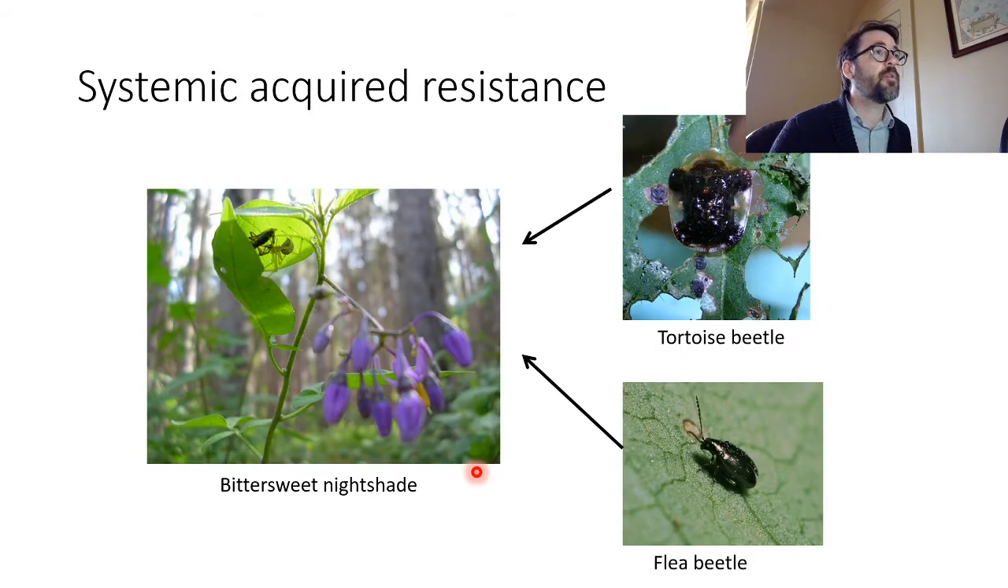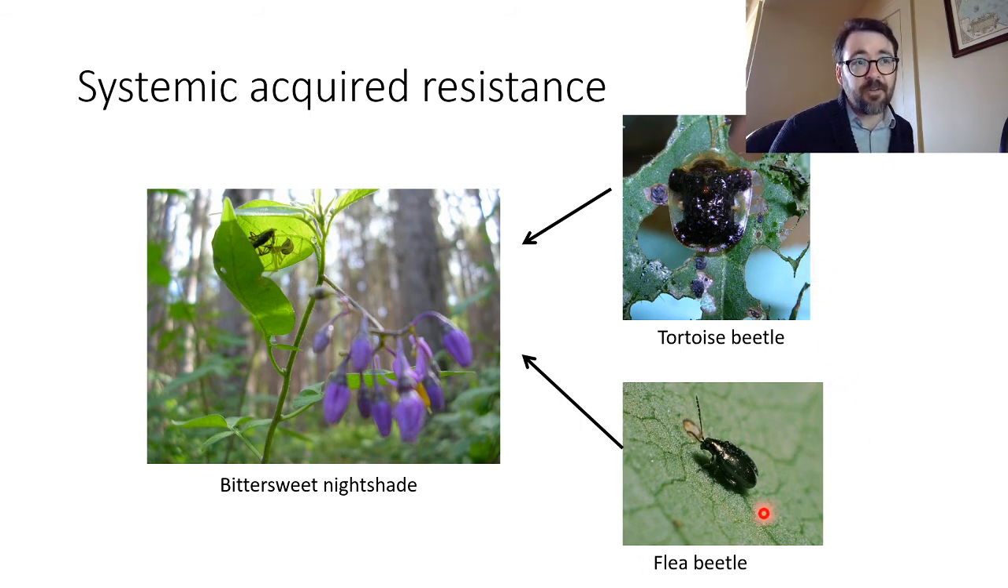So let me show you a cute story that I like from the literature. There's a plant that grows around Indiana. People consider it a weed, but it actually has really beautiful purple flowers. It's bittersweet nightshade. It's in the Solanaceae family with potatoes and tomatoes and tobacco. And it's commonly attacked by two different species of beetles, which are both incredibly cute if you ask me.